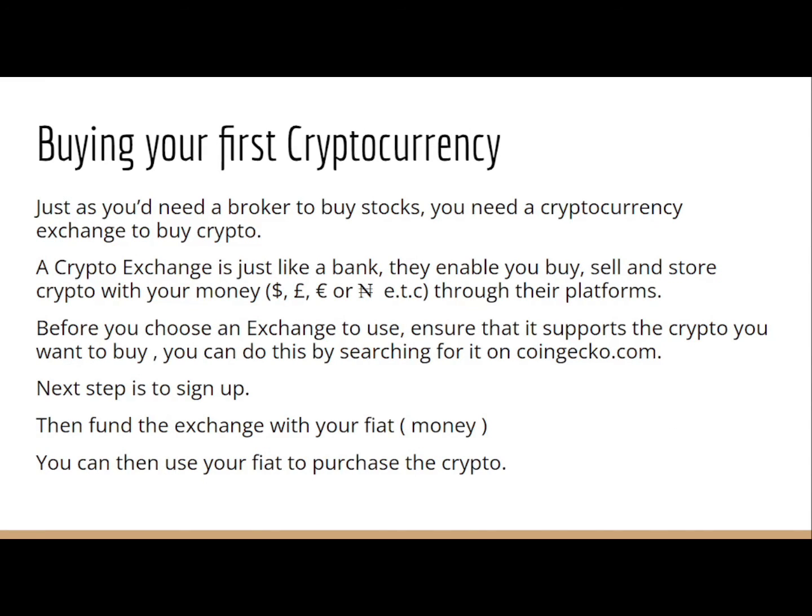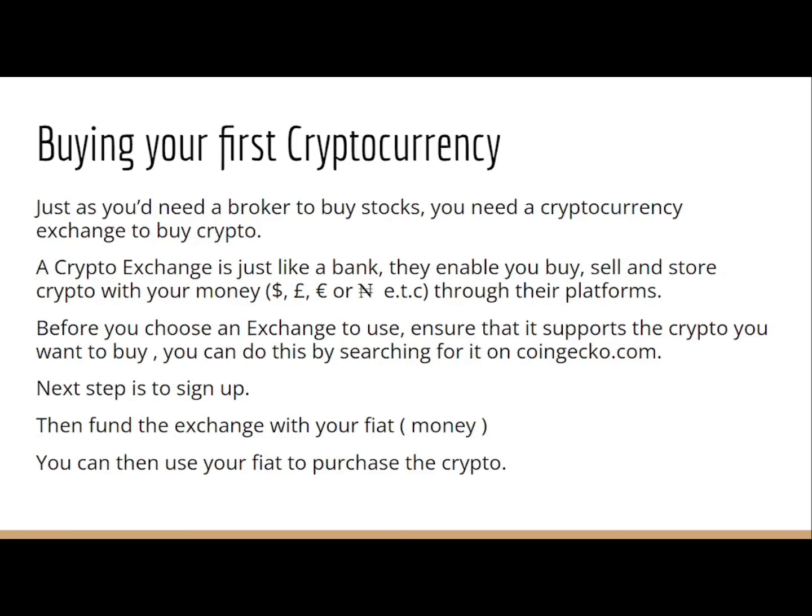So how do you buy your first cryptocurrency? Just as you need a broker to buy stocks, you need a crypto exchange for crypto if you're a beginner. A crypto exchange is like a bank. We have a couple of cryptocurrency exchanges: Coinbase, FTX, BitGet, Binance, OKEX, several that just help you buy crypto. Before you choose an exchange to use, ensure that it supports the crypto you're trying to buy. You can check this on coingecko.com. I've just put it here, coingecko.com.